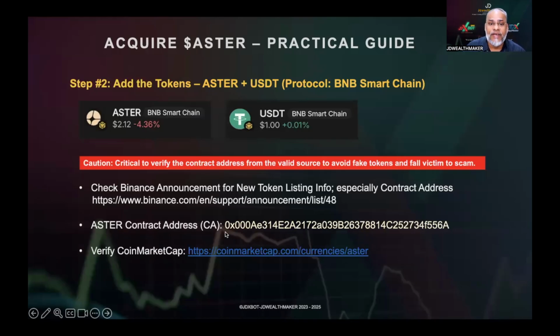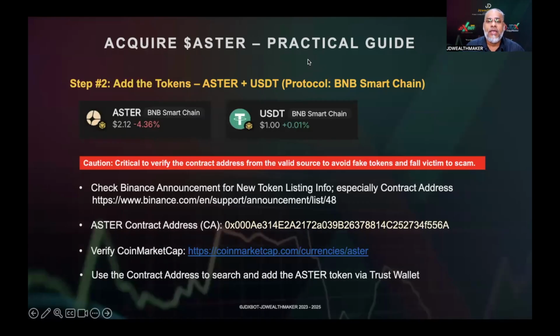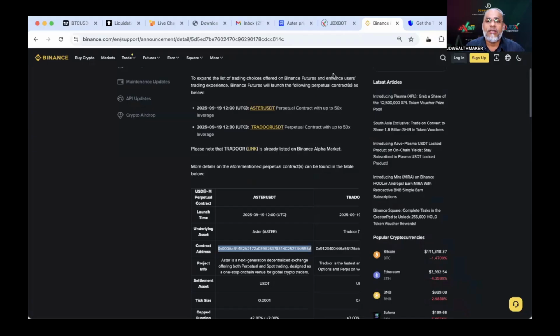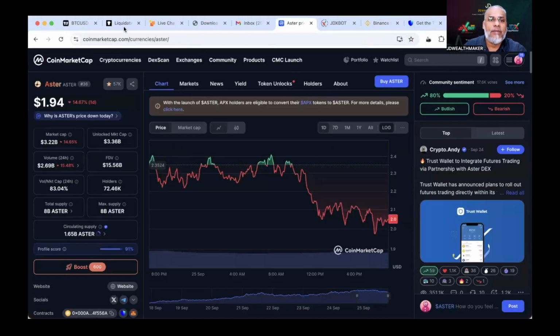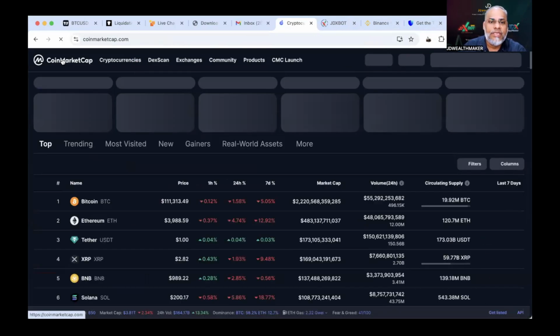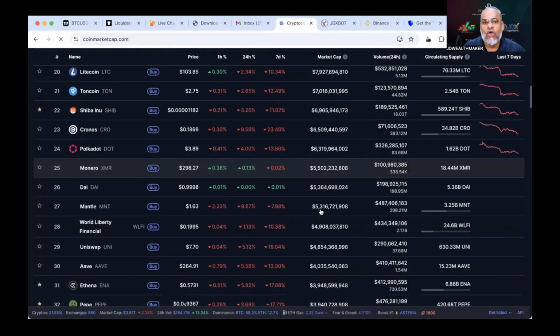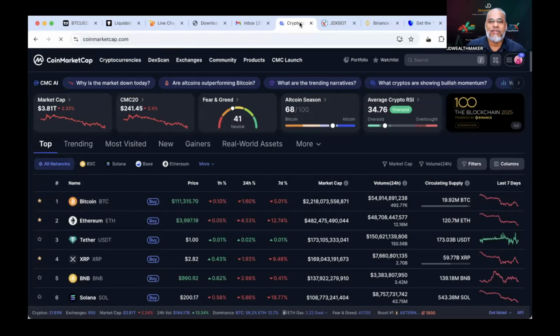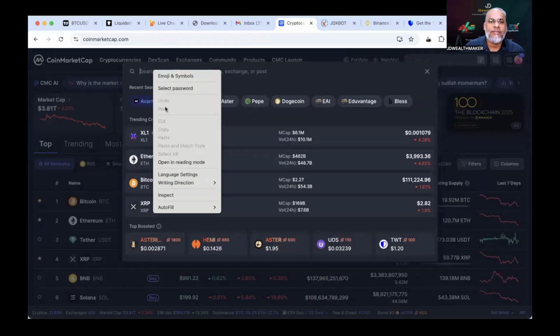So how do you verify? You copy the contract address, and then you go to CoinMarketCap. Now this is very important, okay? Because in CoinMarketCap, you will see it like this. When you enter CoinMarketCap, this is how you see. See that? There are so many things that you don't know what is what. So what you do, you see a search there, right? Look for the search there, and then you paste the contract address.